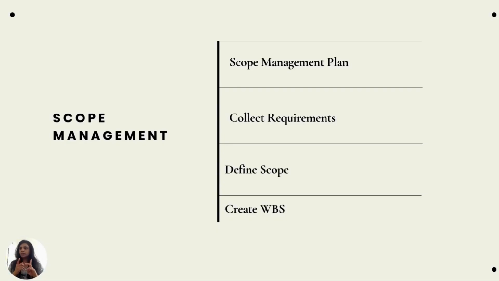Scope management plan, of course, that is the first most important thing for any of the knowledge areas. You will create the management plan for that knowledge area. So here it is, scope management plan. You'll create the scope management plan. Then you will collect the requirements. Then you will define the scope and ultimately create a WBS. Let's go through each one of them in detail.